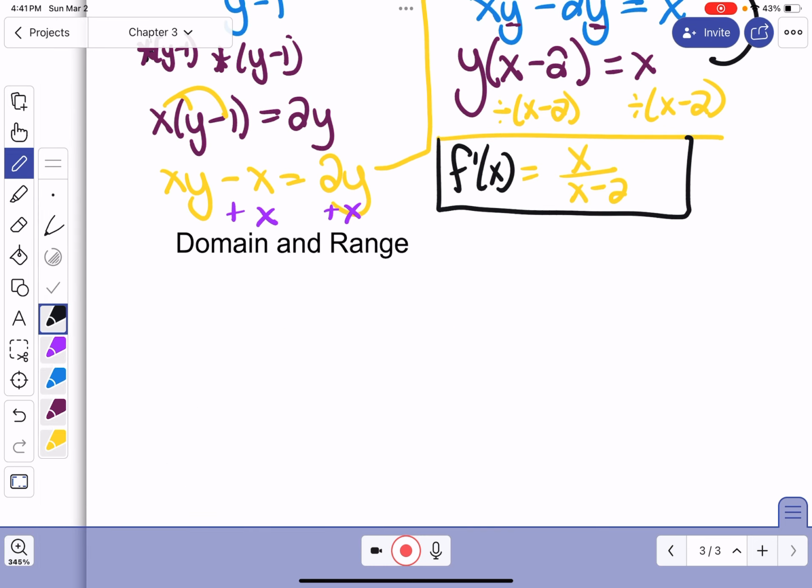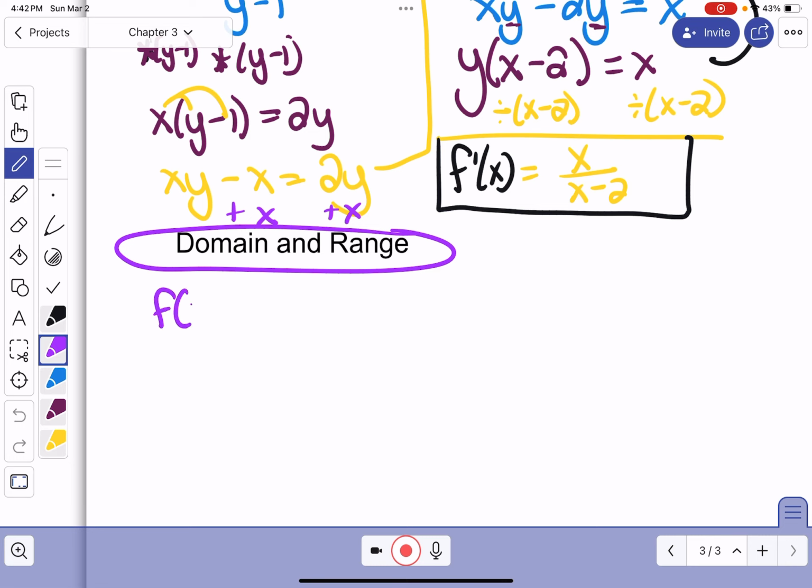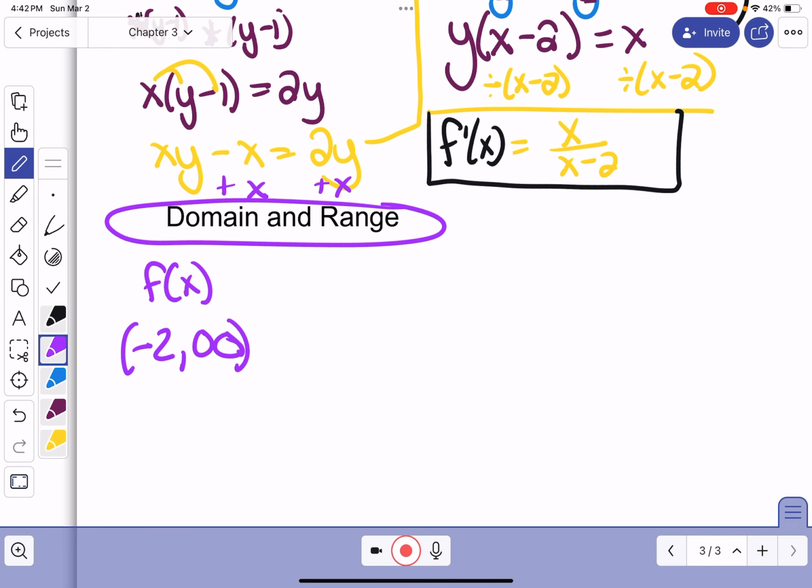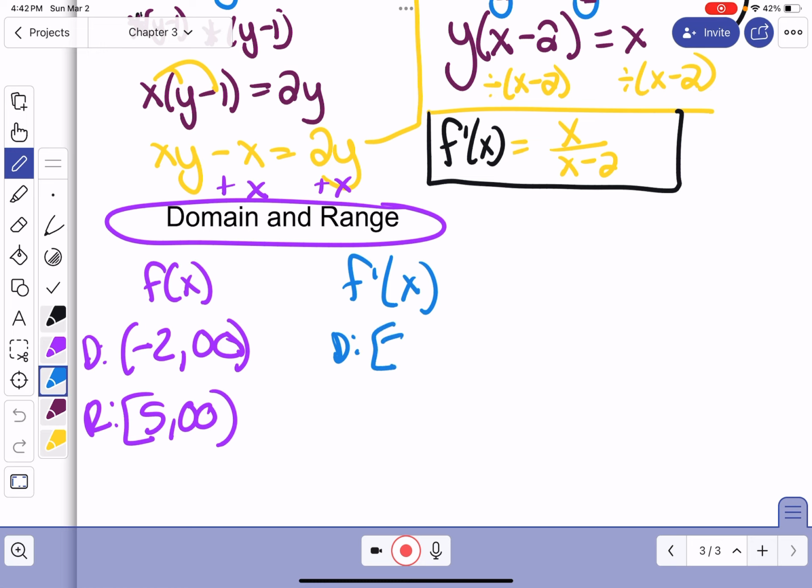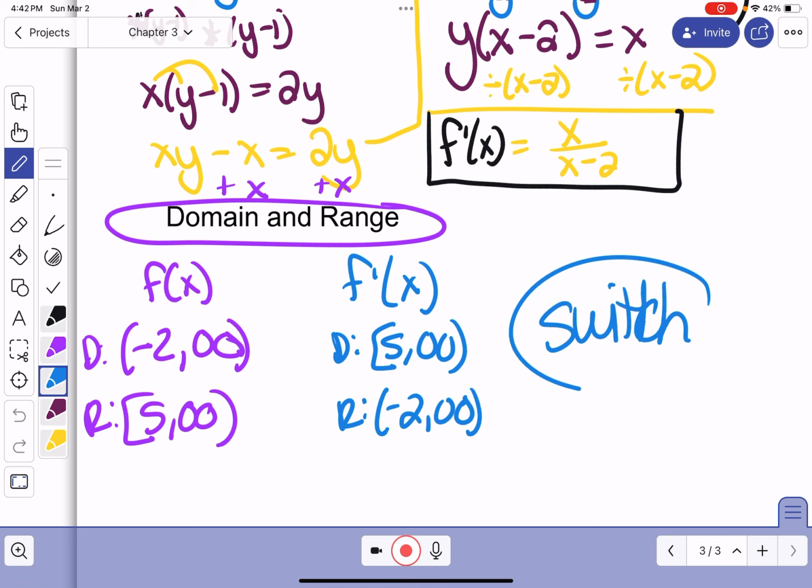And then the last part of this section is about the domain and range. If all you're doing to find the inverse is switching the x and y, then your domain and range are just going to switch. So if the original domain was -2 to infinity, and the range was, say, 5 to infinity, for the inverse, those are just going to switch. The domain would be 5 to infinity, and the range would be -2 to infinity. You just switch them, just like you switch the letters.